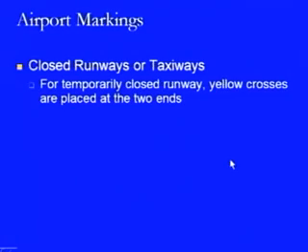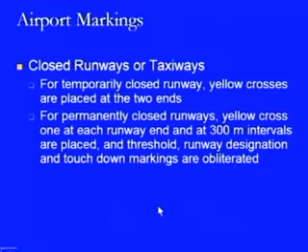Now, we will look at another type of airport marking, which is closed runway or taxiway marking. For temporarily closed runways, yellow crosses are placed at the two ends, which defines that it is temporarily closed. In case it is permanently closed, then a yellow cross, one at each runway end and at 300 meter intervals, are placed, and the threshold, runway designation and touchdown markings are obliterated.